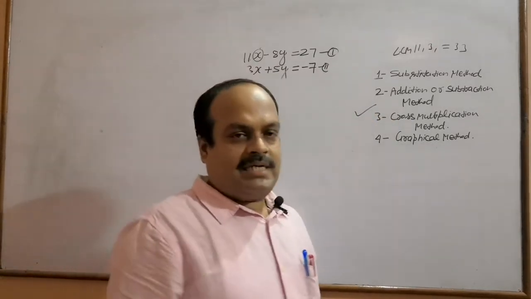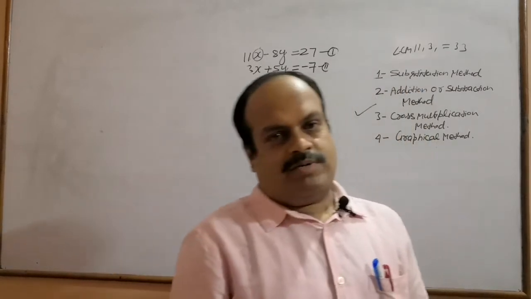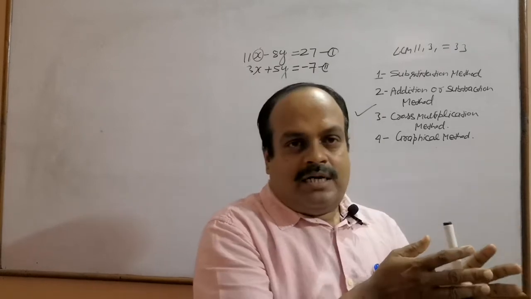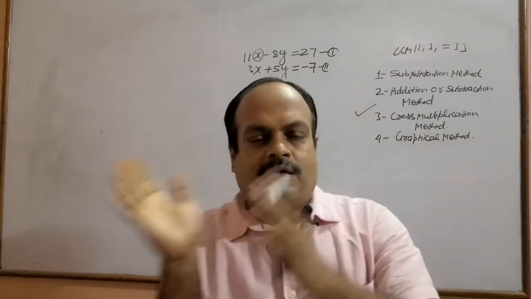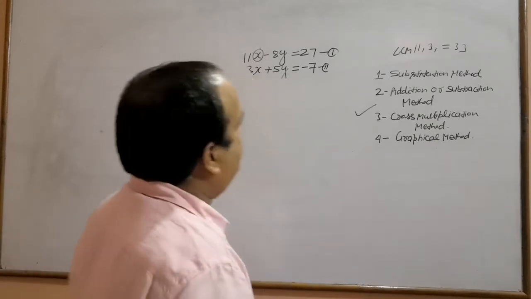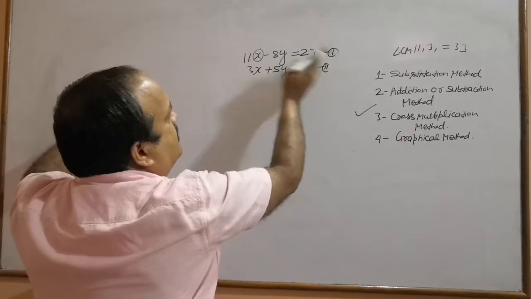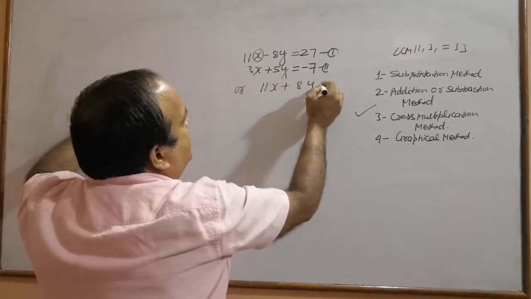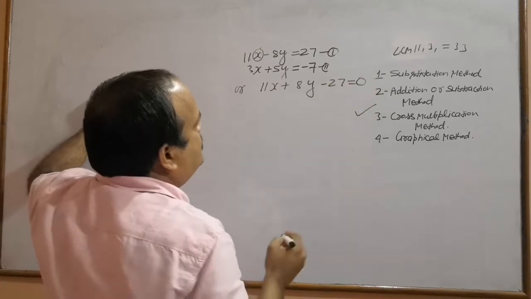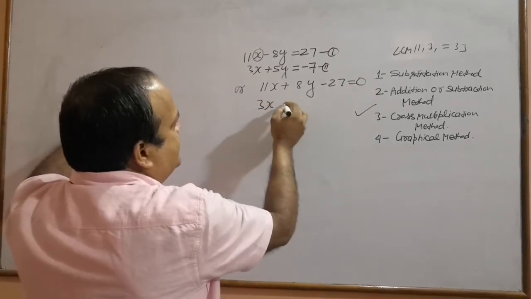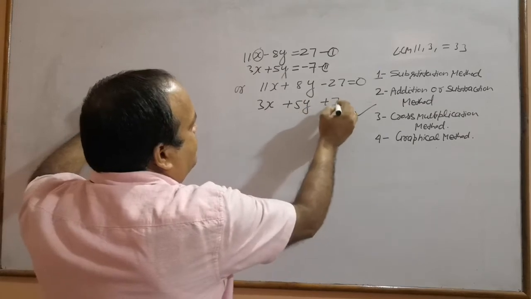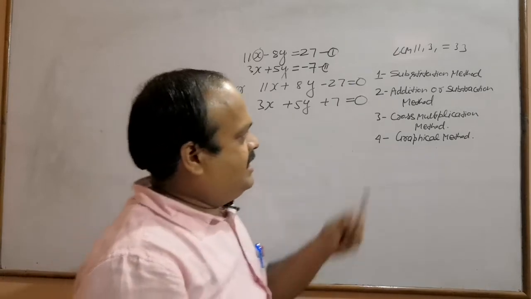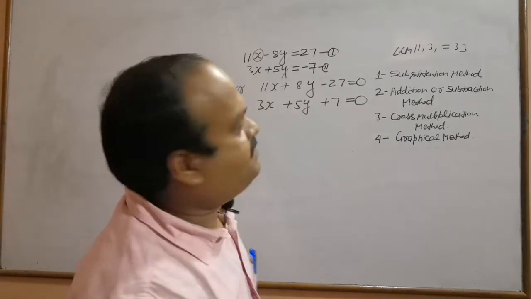This cross multiplication method says that all the terms, whether the term of x, the term of y, or the constant, should be on the left side of the equation. So change this equation. We get 11x plus 8y minus 27 equals 0, and 3x plus 5y plus 7 equals 0. I am going to do it by cross multiplication.